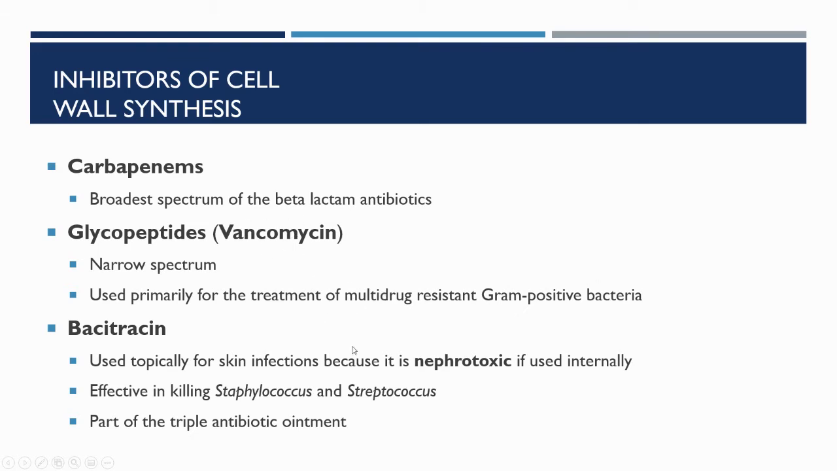So bacitracin, this is a topical antibiotic. Typically, we're looking at oral antibiotics used for internal treatment, but this is not for systemic use. Bacitracin is most commonly used for skin infections on the surface because it's nephrotoxic if used internally. It's toxic to the kidneys. This is effective in staph and strep infections, so gram-positives. And bacitracin ointment, when we talk about that, that's part of a triple antibiotic treatment.